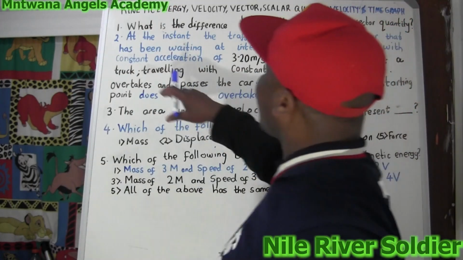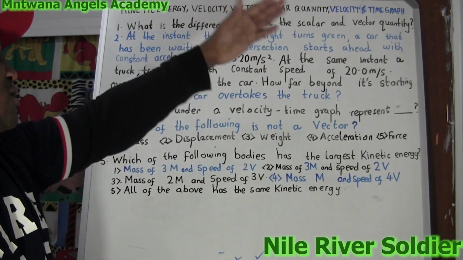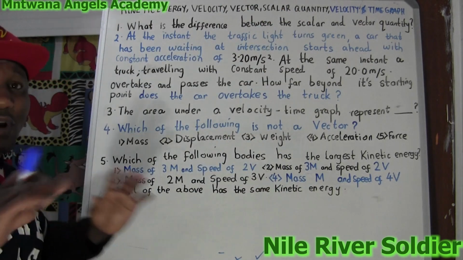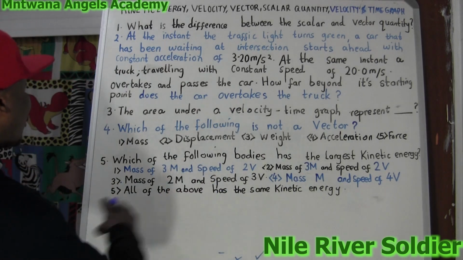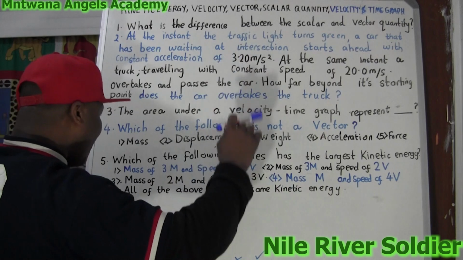So now we're going to check some kinetic energy, velocity, vector, scalar, quantity, velocity-time graph questions. We have some questions here, and we don't want to waste time. Let's get started. Let me start from the last one so I can have some space and then go up.